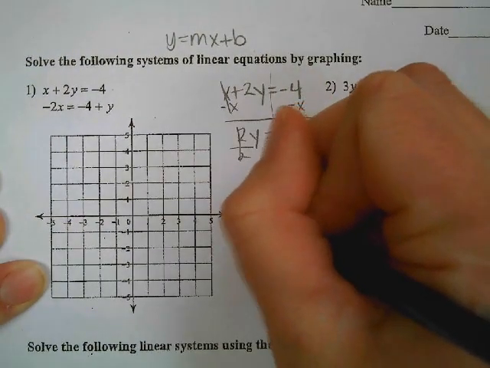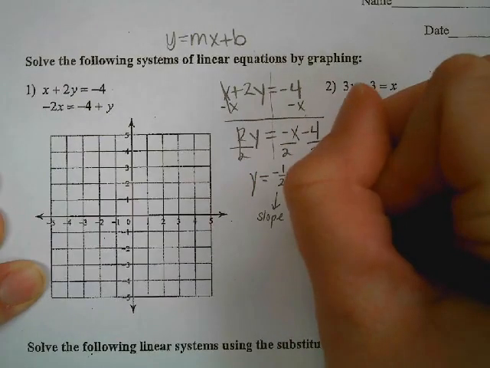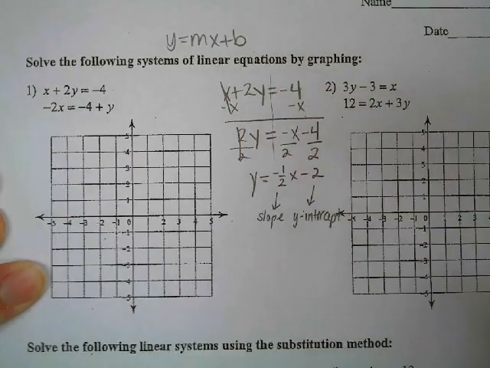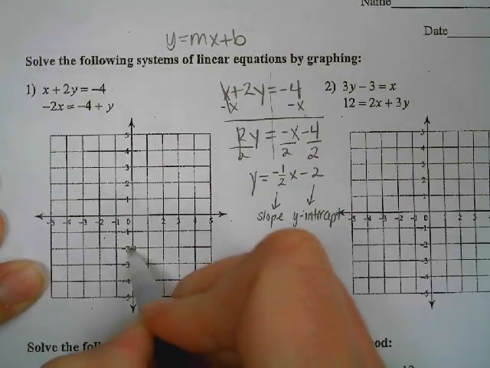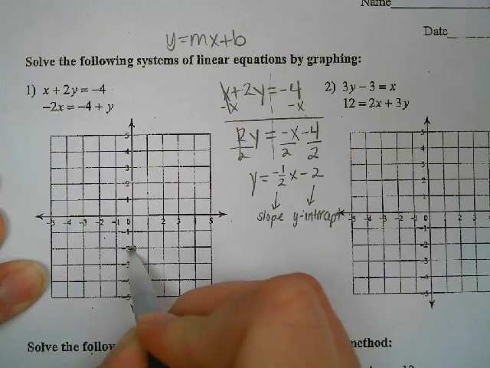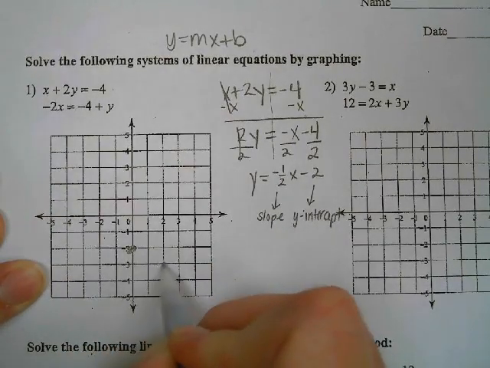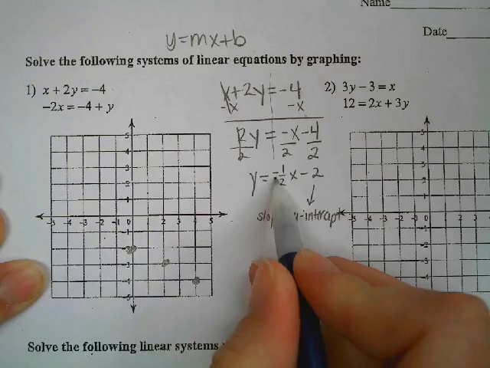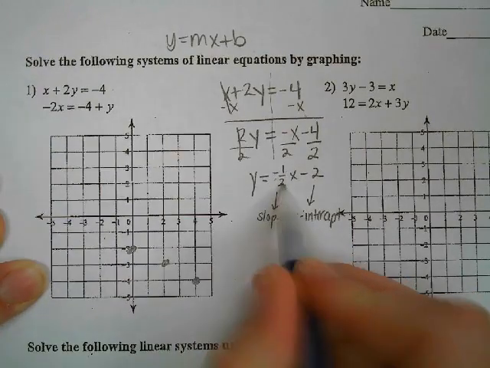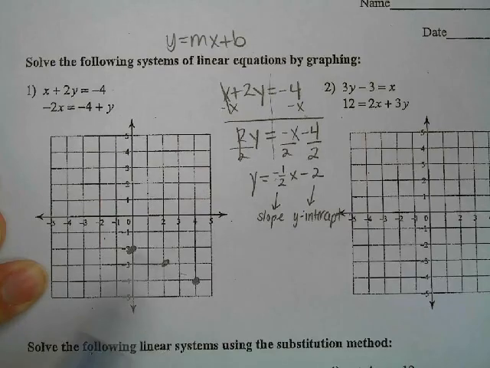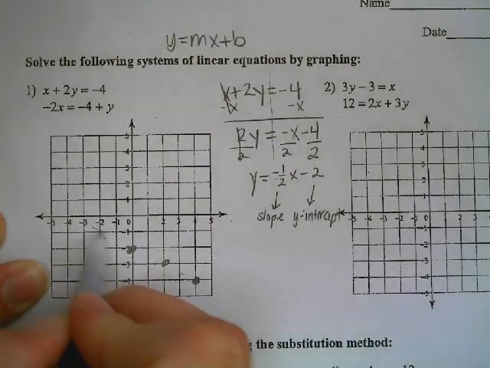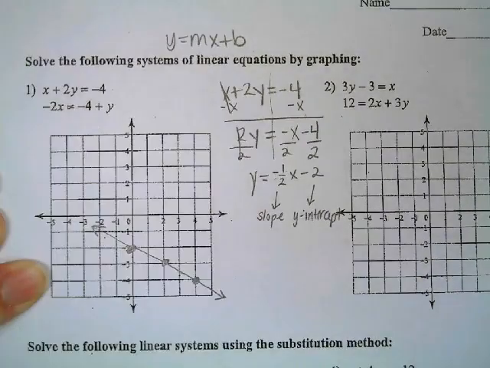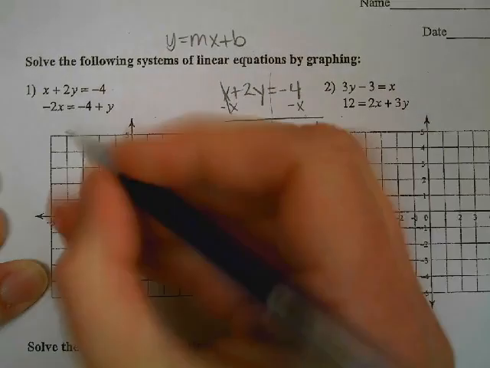So negative 1/2 is my slope. Negative 2 is my y-intercept. So to graph this, I'm going to start at my y-intercept, which is negative 2. And then I'm going to go down 1 over 2, because my slope is negative 1/2. So this is the graph for y equals negative 1/2 x minus 2. And then you're going to have to do the same thing for the second equation.